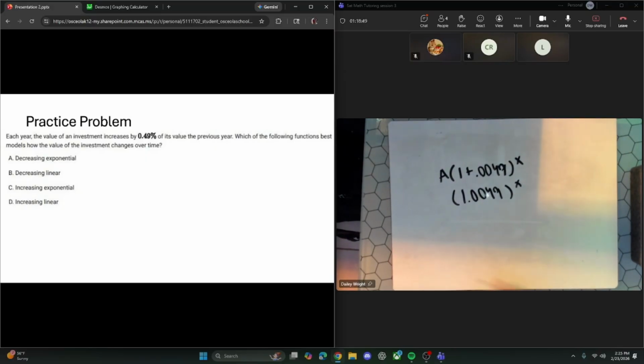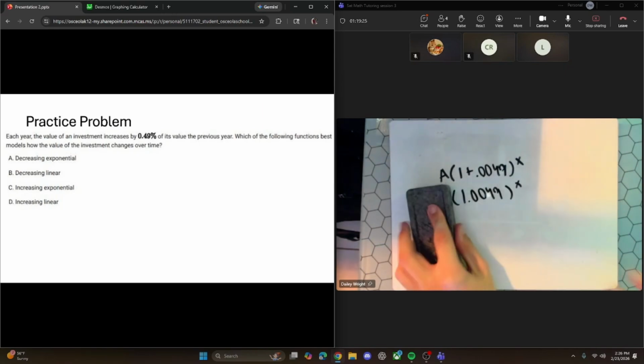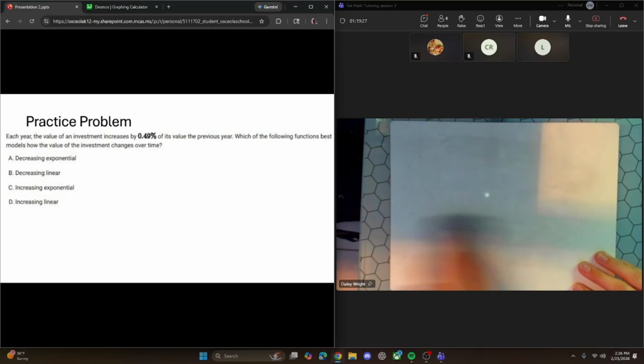So what function best shows this? A decreasing exponential? Well, we know it's not a decreasing exponential because although this is an exponential equation, the b value is greater than 1, so it would be an increasing exponential. And then B and D are wrong because we know it's not a decreasing linear or an increasing linear. Usually when you're dealing with percents in these types of questions, it's going to be pretty straightforward and tell you that it is an exponential equation, although there are some that try to trip you up when it really is a linear equation.